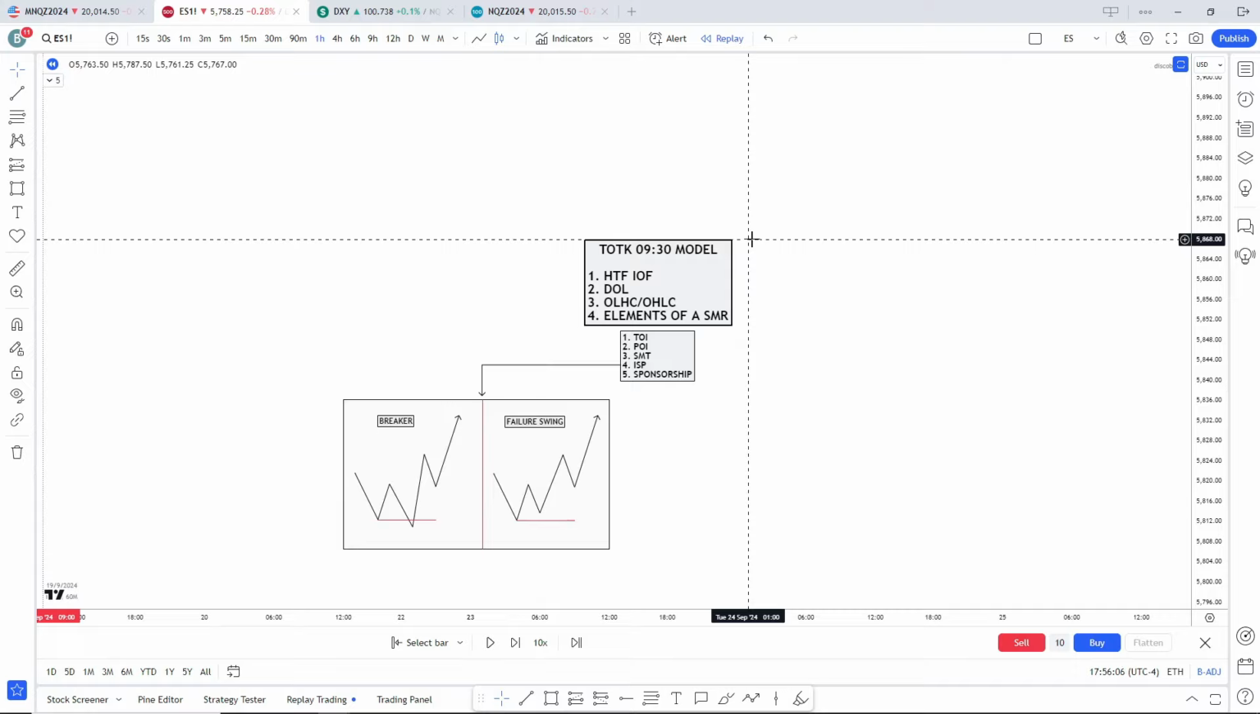And lastly, number 4, the elements of a smart money reversal, which contain 5 subsection processes, and they are as follows. Number 1, time of interest. Number 2, point of interest. Number 3, SMT or smart money time. Number 4 is called ISP, and this is short for institutional swing point.